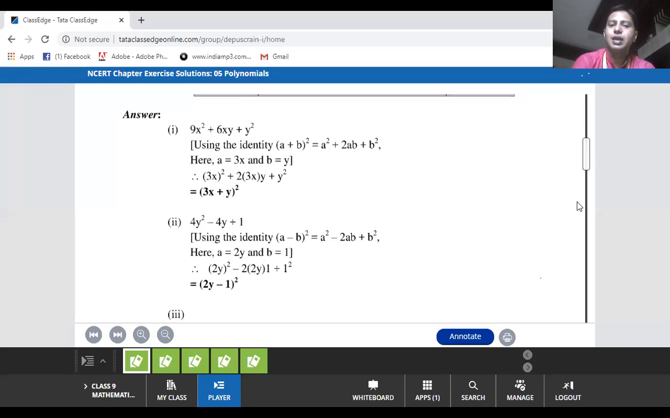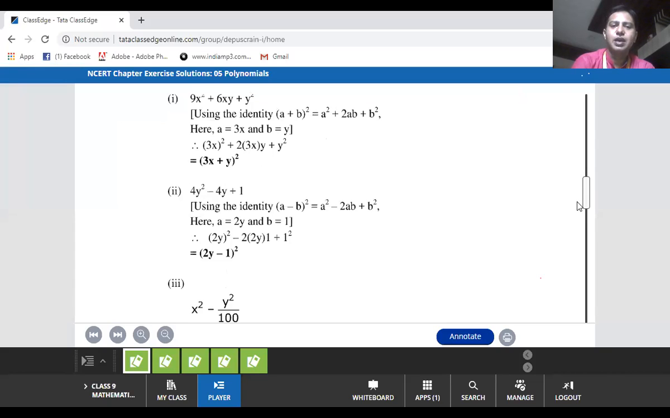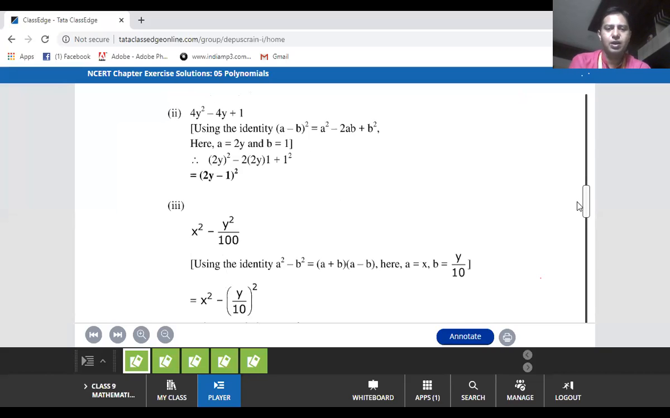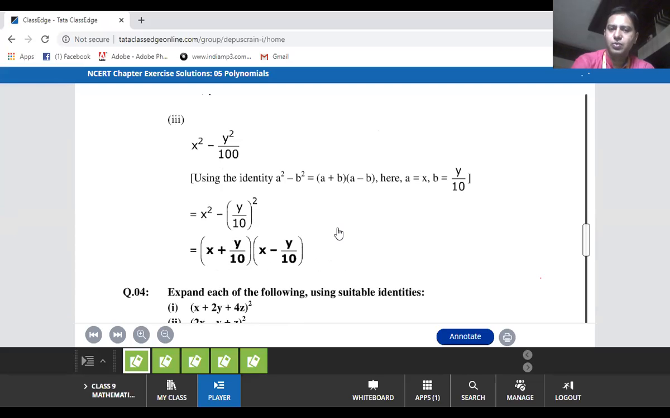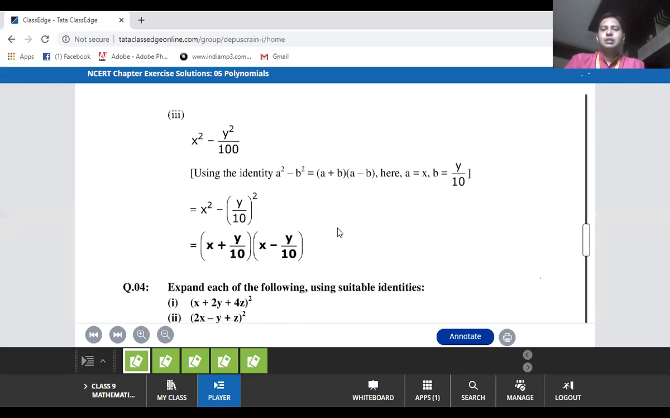Now, the next question in front of us is x square minus y square by 100. Here the first term is the perfect square of x, whereas the last term is the perfect square of y by 10. Y square by 100 is the square of y by 10. So we can represent this as x square minus y by 10 whole square. As we know that a square minus b square is a plus b into a minus b.